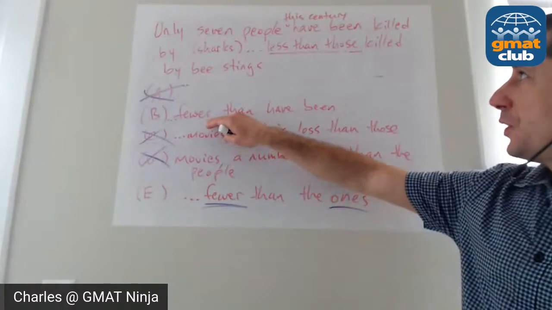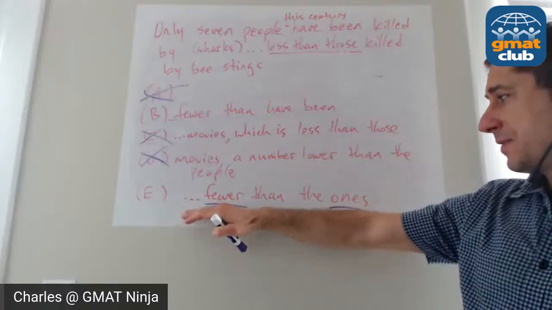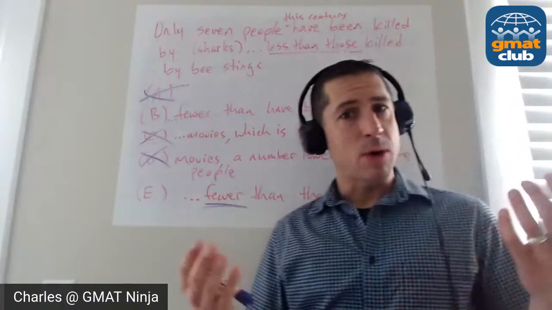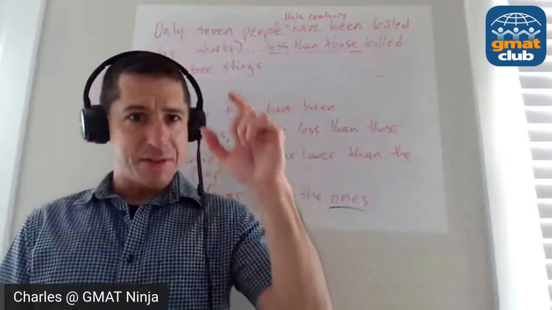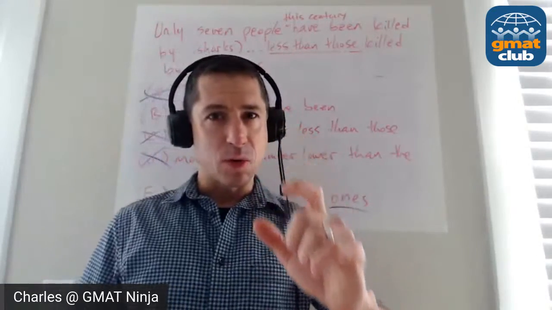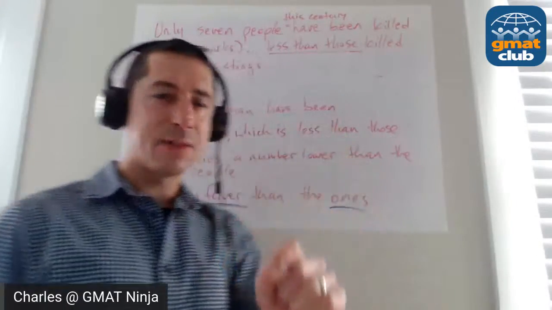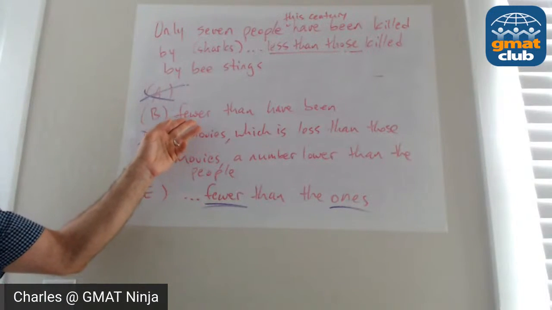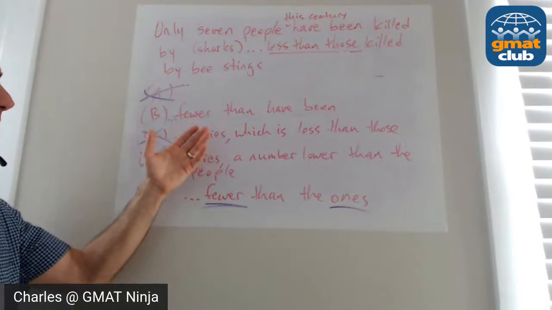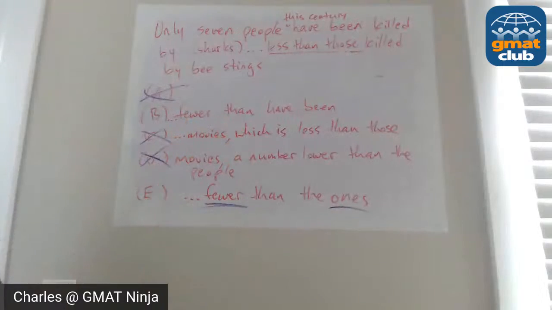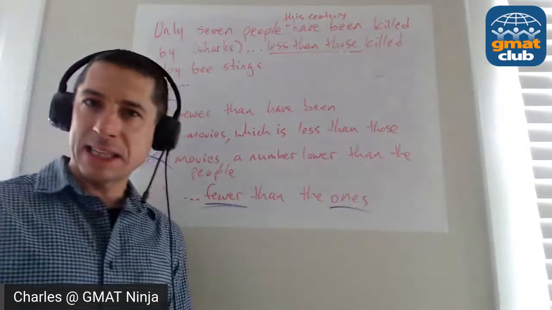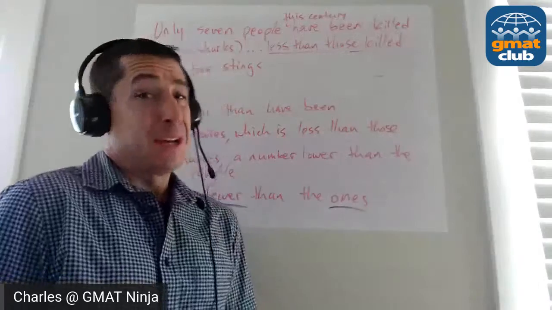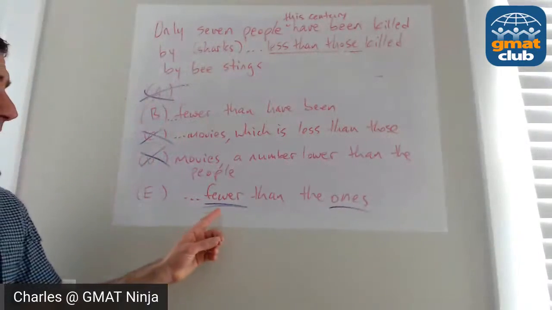So we have two left. Fewer than have been killed by bee stings. Fewer than the ones killed by bee stings. Now we're in that world of meaning, that really tough thing where it's, can you be really literal, really dig into what's the difference between these last two? What does it mean? Okay, so fewer, so only seven people have been killed by sharks. Fewer than have been killed by bee stings. I just can't find anything to grab hold of there other than the countable, non-countable thing is fine. What about E? Fewer than the ones.